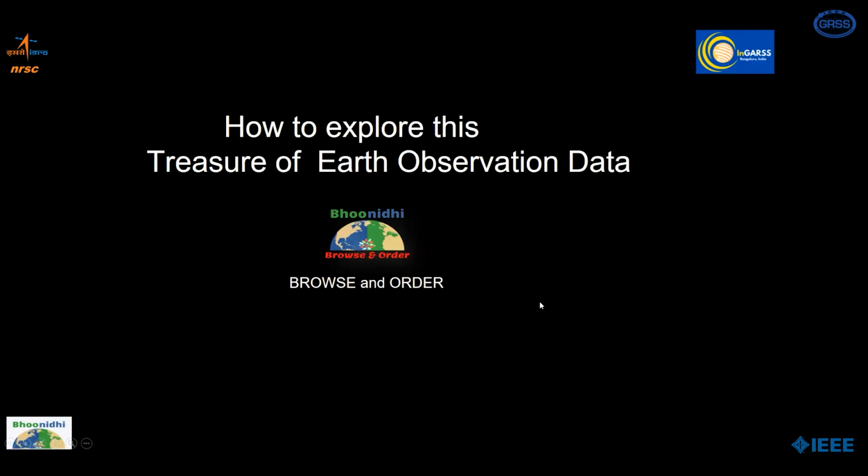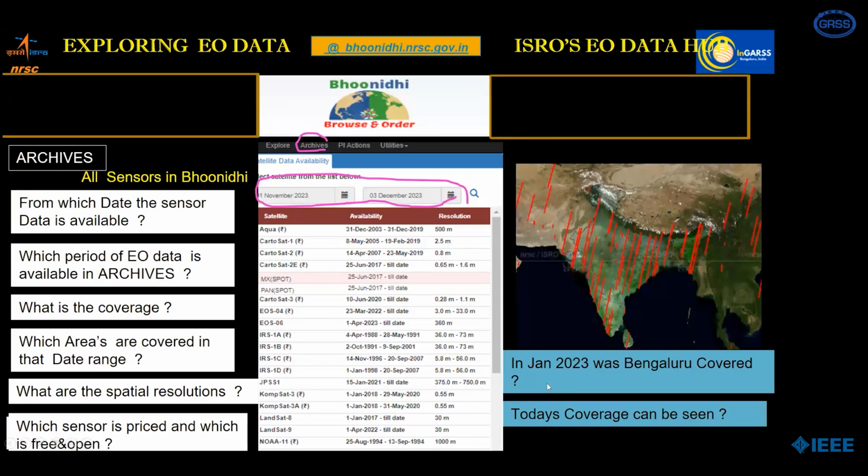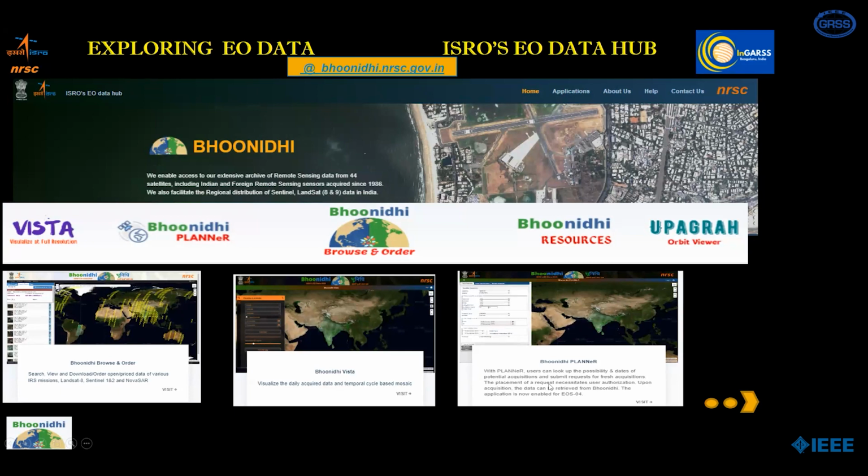So first, I'll take you through the browser. Basically, in our portal, we currently have five applications. One is Browse and Order, where we can do the browsing and ordering. Then we have the Planner, where we can place future requests for one of the satellites, and also a visualization application, where near real-time data can be seen at native resolution. Then a lot of documentation is there in Bhoonidhi Resources, and UPGRAH gives the real-time view of wherever satellites are currently in orbit.